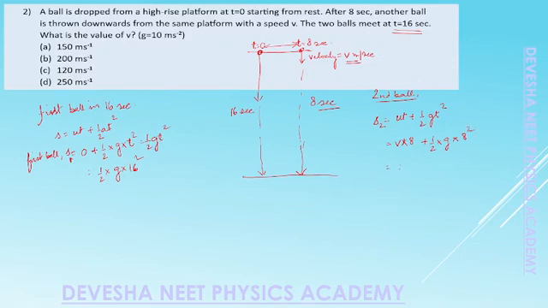So this is equal to 8v plus half. So 8 squared is 64, 64 by 2 is 32, right? So the 32 g. Okay, so this is the distance traveled.